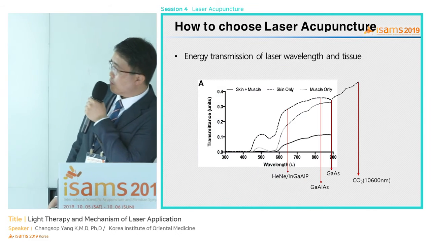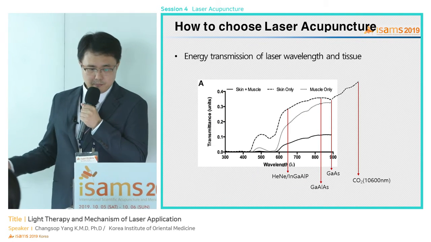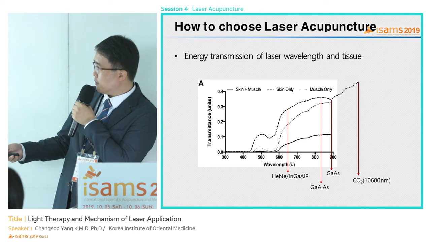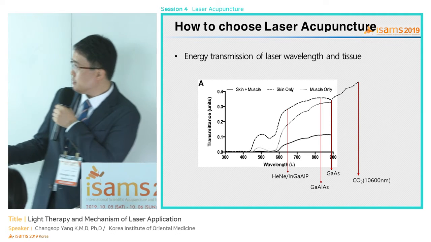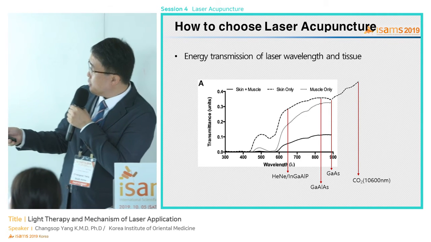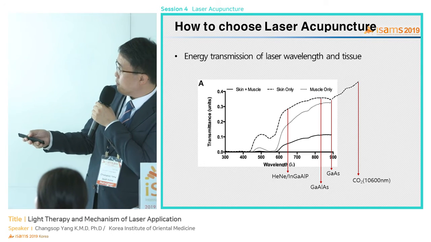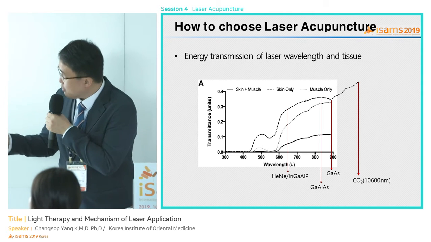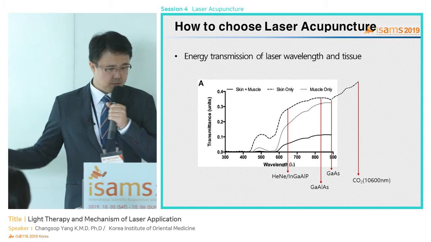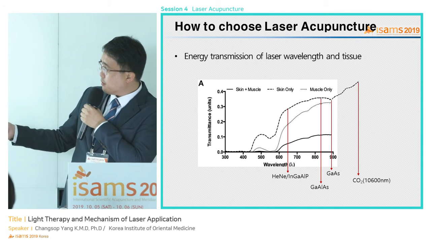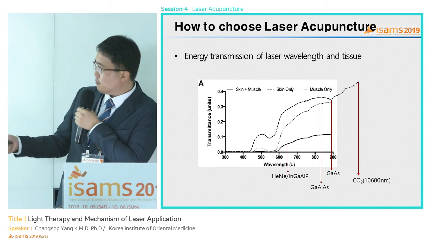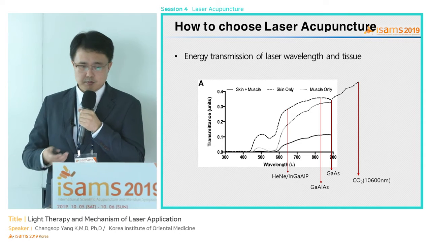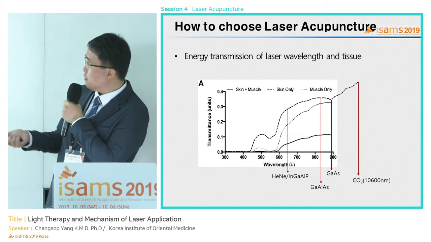Yes, almost the same figures. These lasers, gallium aluminum arsenide lasers, gallium arsenide lasers, gallium lasers and helium neon lasers, are very friendly for muscle or skin, and CO2 lasers are not friendly. So these figures tell us that some kinds of lasers are good for laser acupuncture, for muscle treatment or tendon or other things.